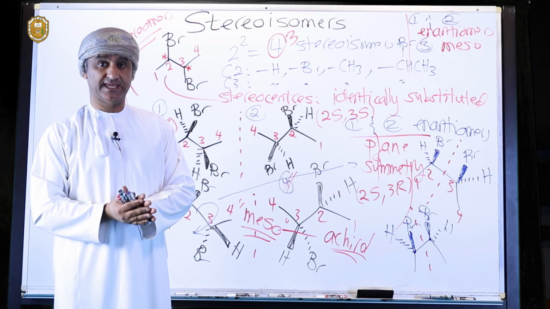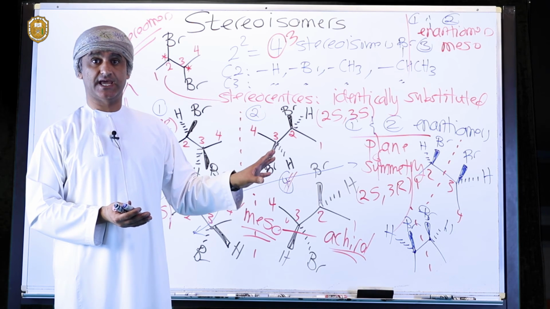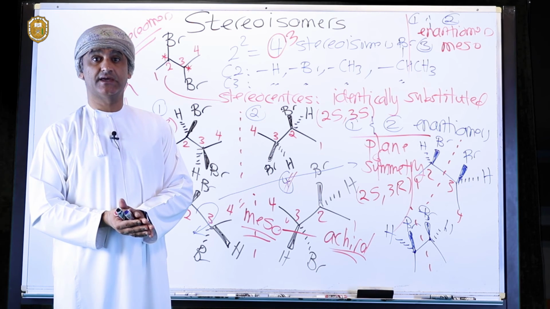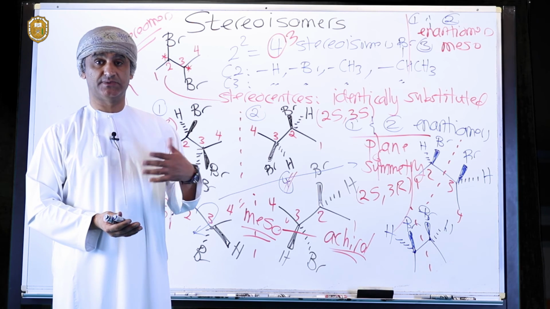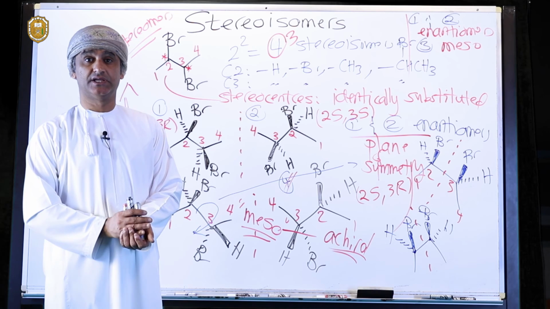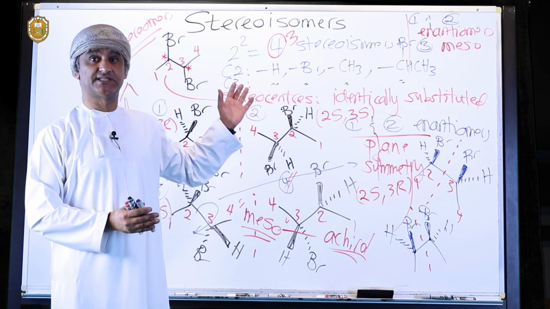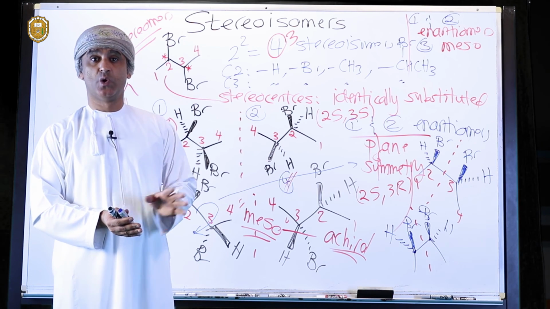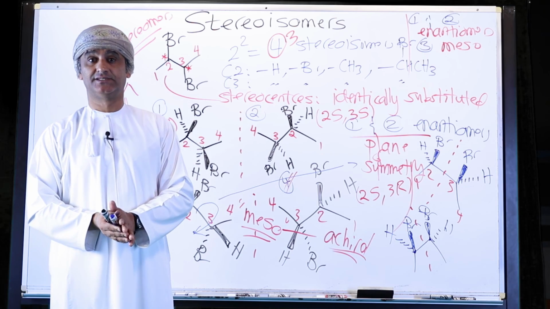It's therefore achiral. 1 is chiral, 2 is chiral, 3 is achiral because it's a meso compound which has a plane of symmetry. The relationship between 1 and 3 and 2 and 3 are diastereomers. So this is an example of a meso compound where the 2 chiral centers are identically substituted.